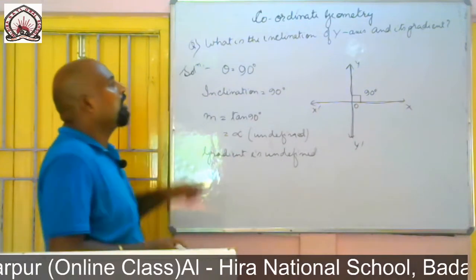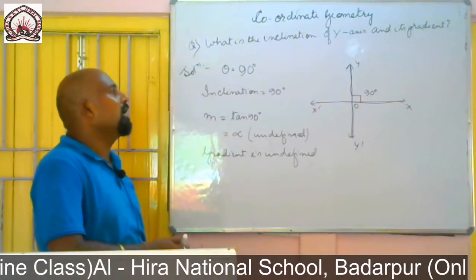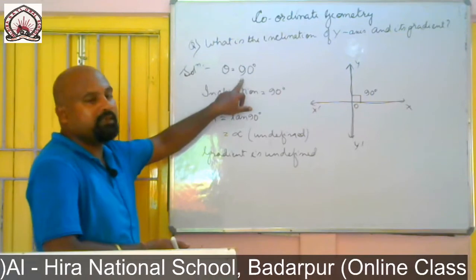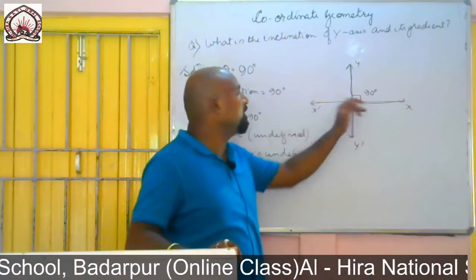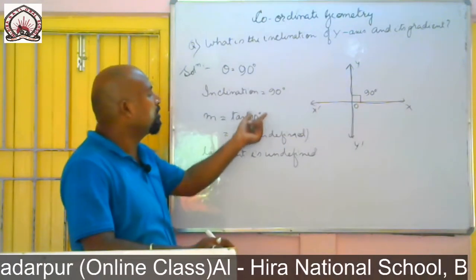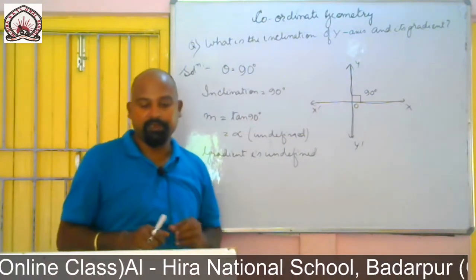Okay. Now what is the inclination of the y-axis and its gradient? With the x-axis the y-axis makes an angle of 90 degree. So theta equal to 90. We are getting a particular value. Okay.